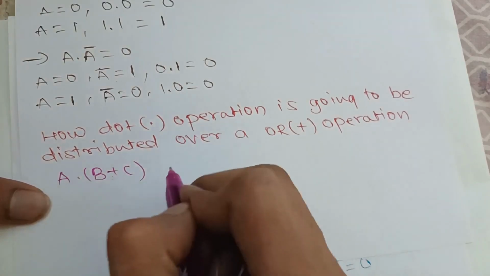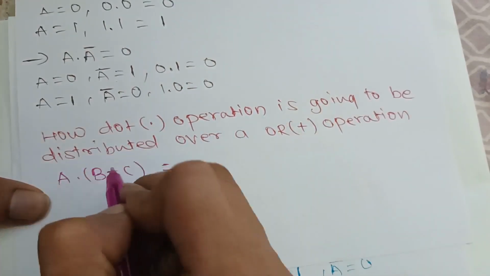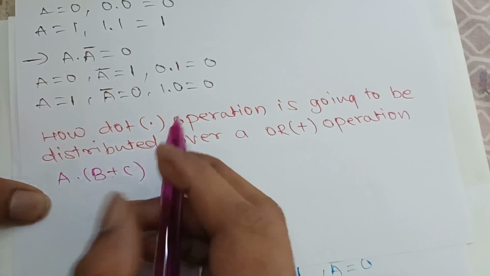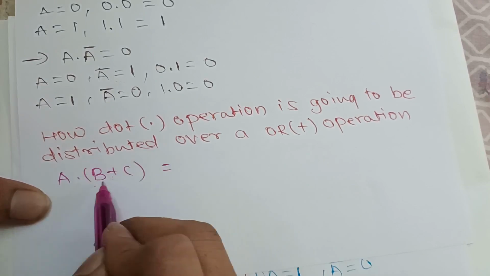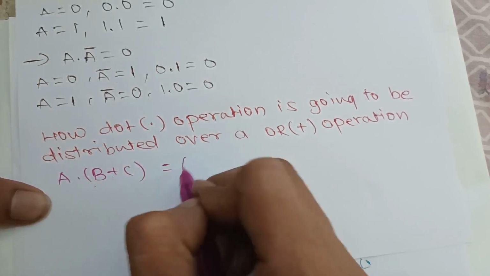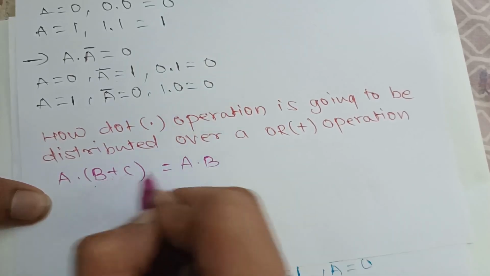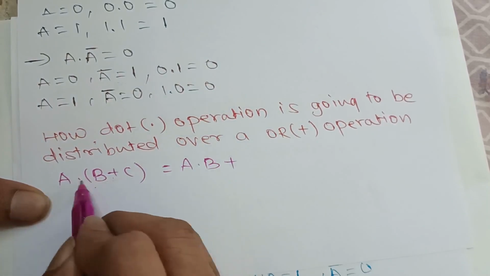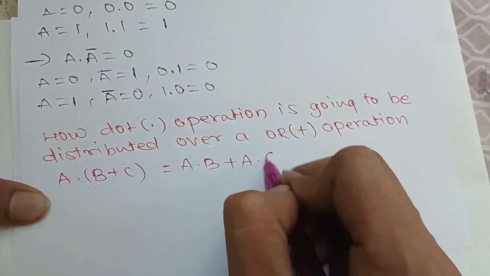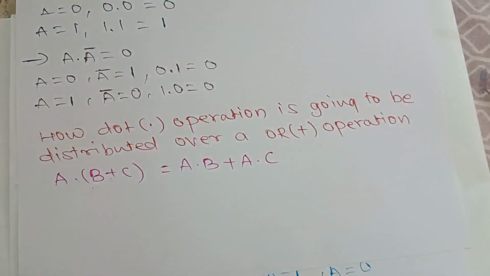We'll see. This is going to be like a dot b. First, the dot operation is given to the first variable in the bracket, which is b, so a dot b, plus should come in between, a dot c. Okay, a dot c. So this is how we can write this equation.